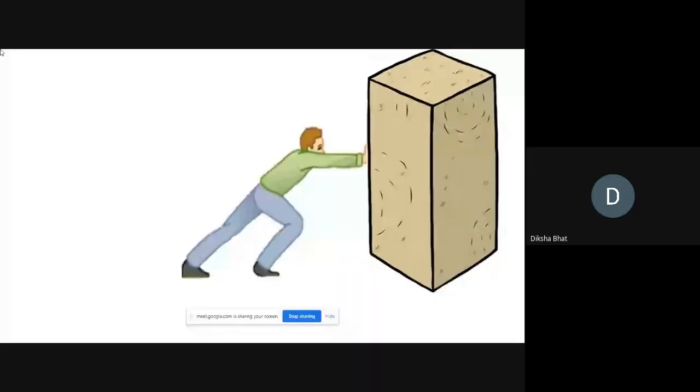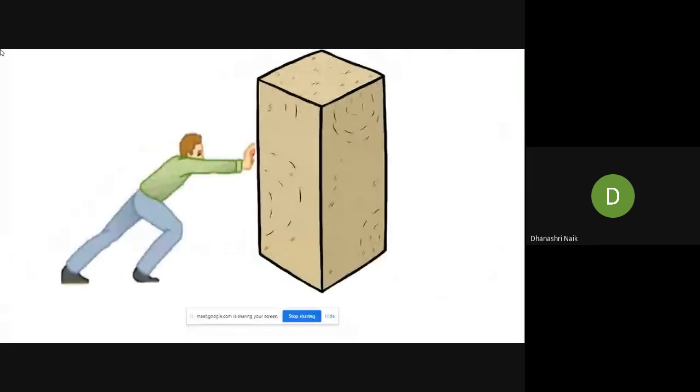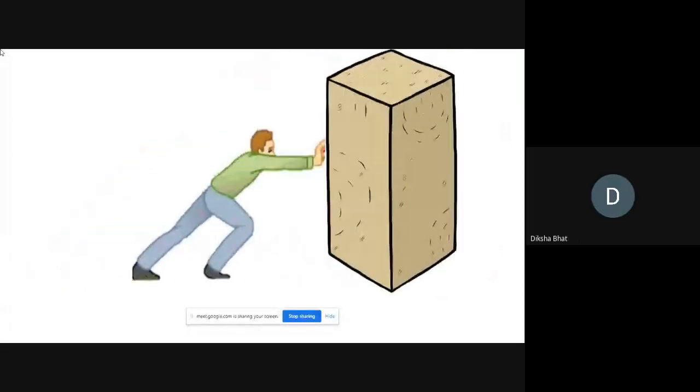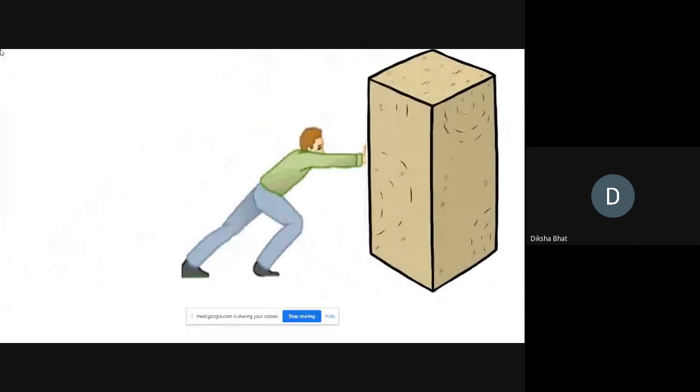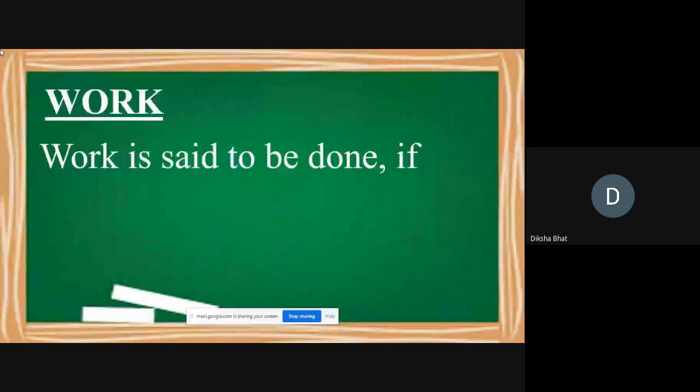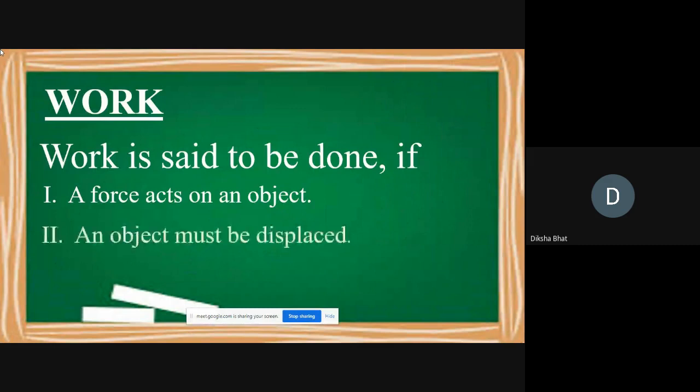What did you observe? A man pushing a wooden block. Yes, correct. A man is pushing a wooden block. So in science, we define work as: work is said to be done if a force acts on an object and the object must be displaced.